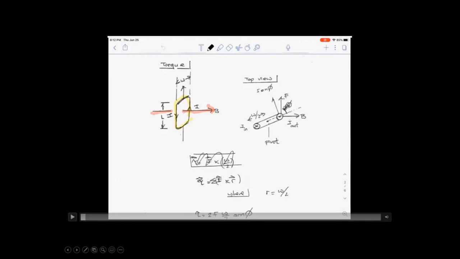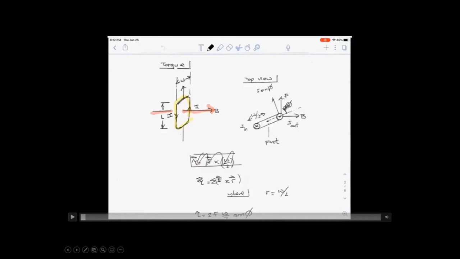The current is going up here. The magnetic field is from left to right. So it's going to experience a force into the page, and this side is going to experience a force out of the page, in essence. And if the area vector is not perfectly lined up with the magnetic field, this thing is going to rotate or spin until the area vector is lined up with the magnetic field vector. So it's going to experience a torque.